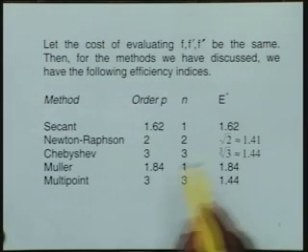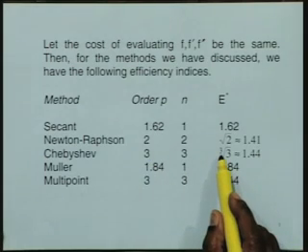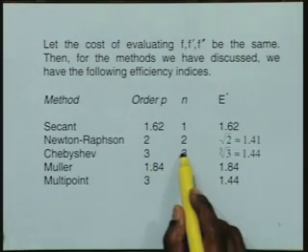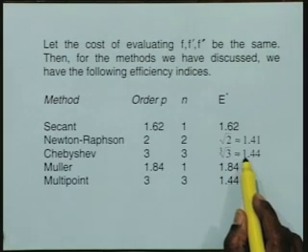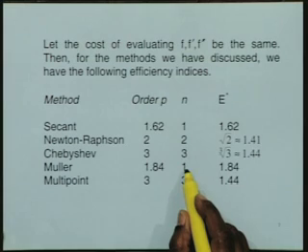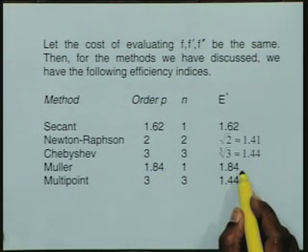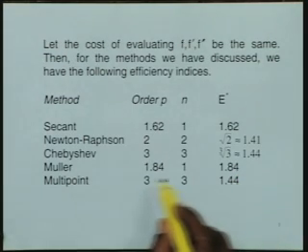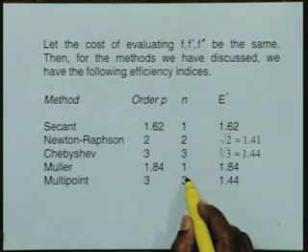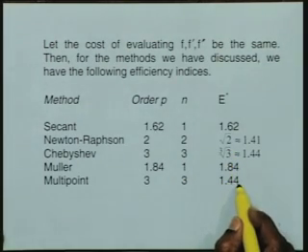1.41. In the Chebyshev method, we have one function, one first derivative, one second derivative evaluation. So the total is 3 evaluations, the order is 3. So the efficiency index is the cube root of 3, that is 1.44. The Muller method has only one function evaluation, the order of the method is 1.84, therefore the efficiency index is 1.84. The multi-point method also has 3 evaluations, either one function and 2 derivatives or 2 functions and 1 derivative. So again we have the cube root of 3, that is equal to 1.44.